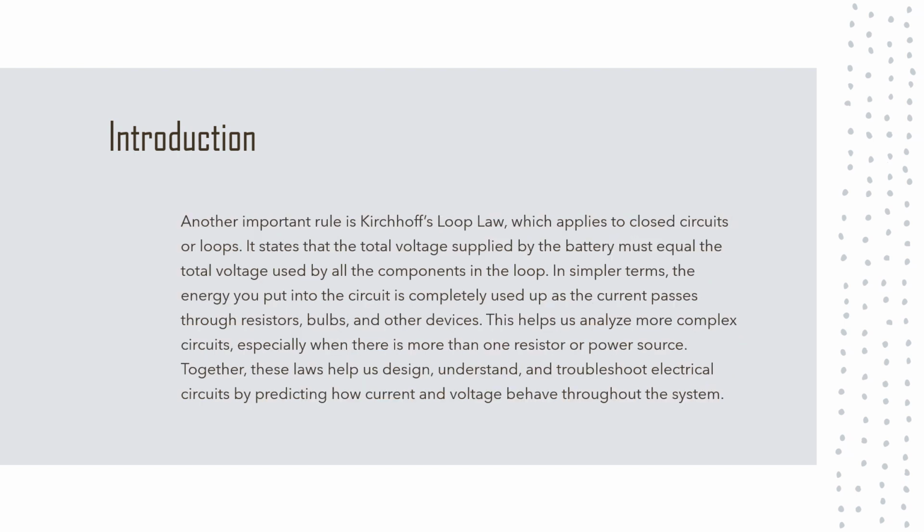Kirchhoff's loop law applies to closed circuits or loops. It states that the total voltage supplied by the battery must equal the total voltage used by all the components in the loop. In simpler terms, the energy you put into the circuit is completely used up as the current passes through resistors, bulbs, and other devices.